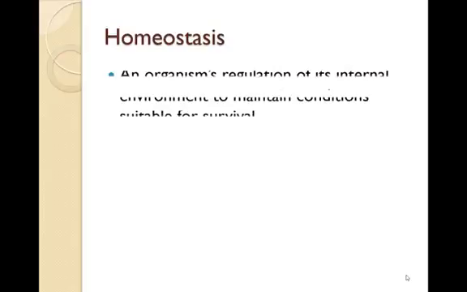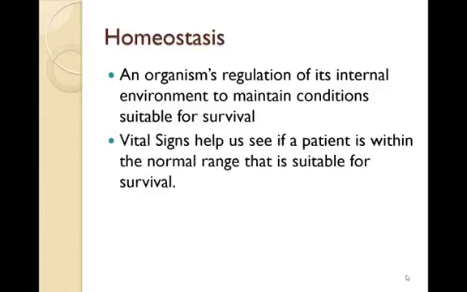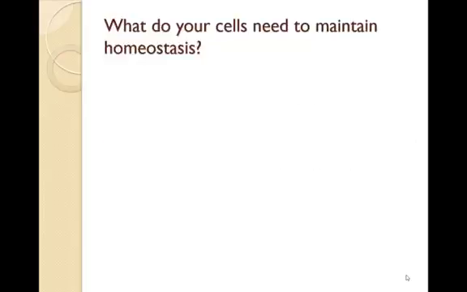These are all used to measure how well the body is maintaining homeostasis. An organism's regulation of its internal environment to maintain conditions suitable for survival is homeostasis. And the key is understanding that these vital signs tell us how well this is going in our body and whether or not we're staying in that very narrow range that is suitable for human survival.